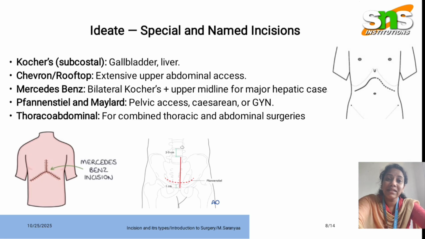Here, certain special incisions are used to visualize particular organs in the body. Kocher's incision or subcostal incision is mainly useful for surgeries of the gallbladder and the liver. The chevron or rooftop incision is an extension for upper abdominal access. Mercedes-Benz is a symbol-like incision, a bilateral Kocher's with an upper midline incision, used for hepatic surgery cases. Pfannenstiel incision or Maylard incision is mainly for cesarean and gynecological procedures. Thoraco-abdominal surgery is a combined approach for the thorax and abdomen, like abdominal aortic or thoracic aortic aneurysm and other major cases.